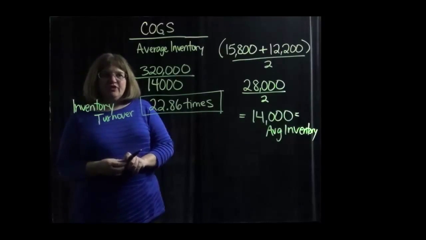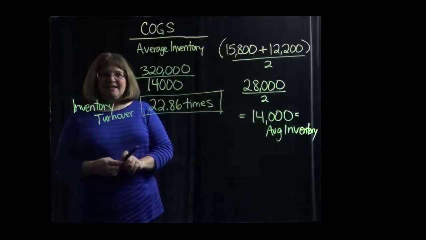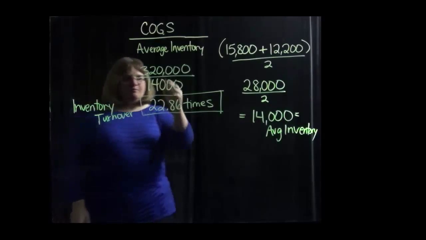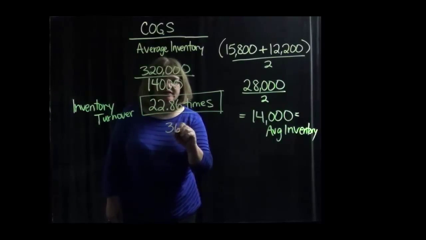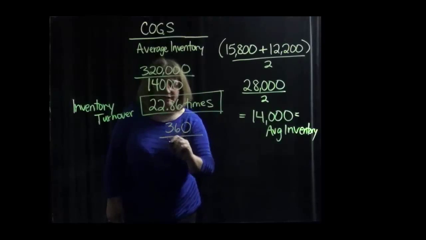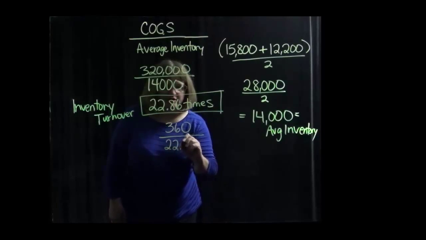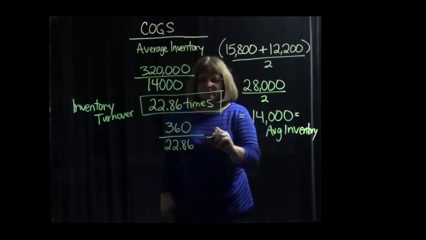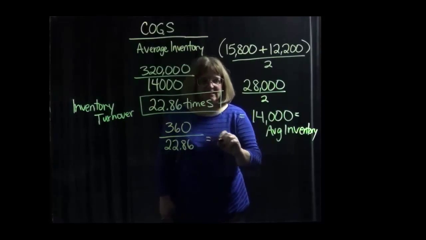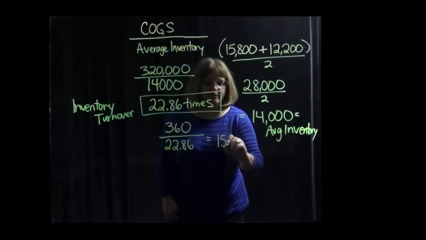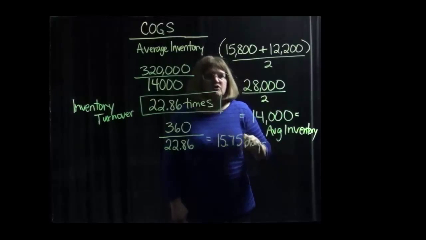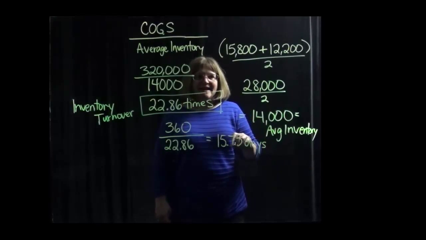Now the next part of the question asks us to calculate the average days sales in inventory. To calculate that, we assume a 360-day year, and so we simply take the 360 days and we divide it by the inventory turnover of 22.86. When we divide 360 by 22.86, we're going to get 15.75. That's how many days worth of inventory this company has on hand.